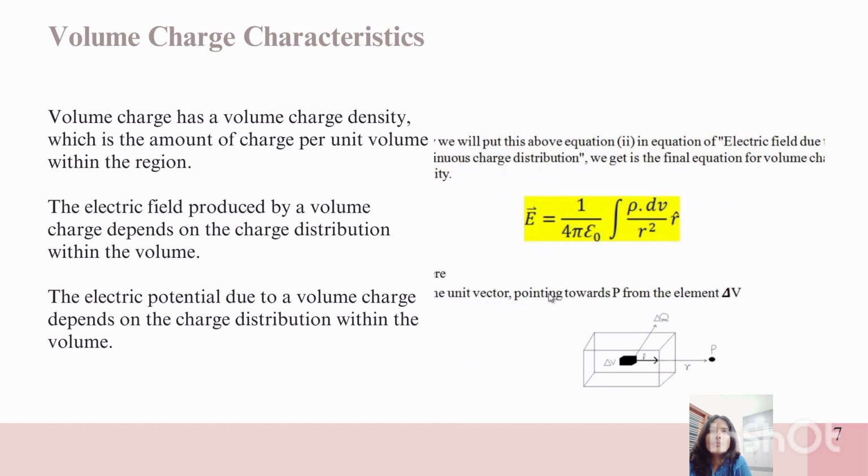Now we will put this in the equation. The electric field due to a continuous charge distribution, for the volume charge density rho, is E = 1 by 4 pi epsilon naught times the integral of rho dV by r square, where a unit positive charge is at the point P and dV is the volume element.